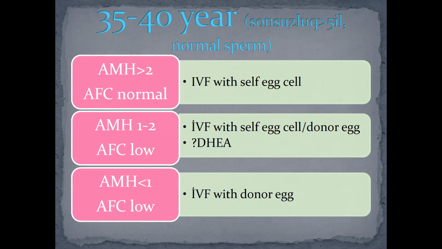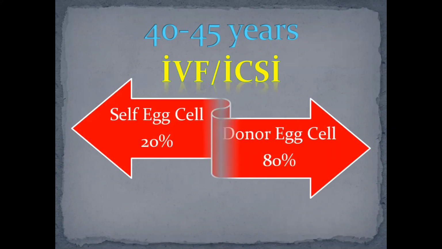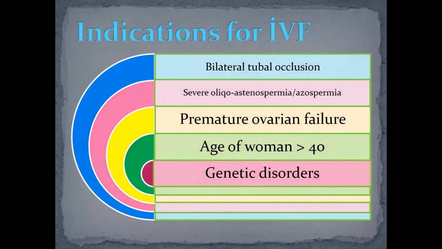And if anti-Müllerian hormone is less than 1 and again a low antral follicle count, then we recommend IVF with donor egg. If the woman is aged 40 to 45 years, we recommend IVF or ICSI. In 20% of cases, own eggs are only possible before the age of 42 years, and in 80% of cases, we recommend donor eggs. What are the main indications for IVF?